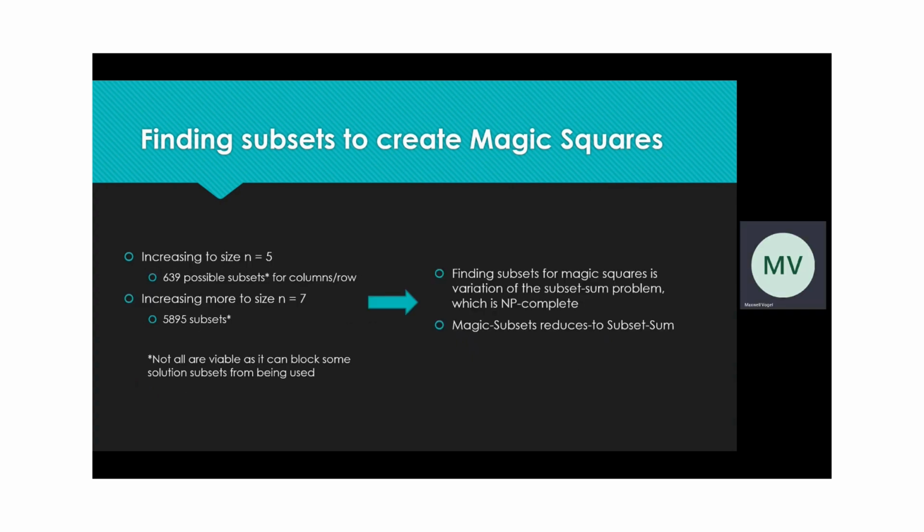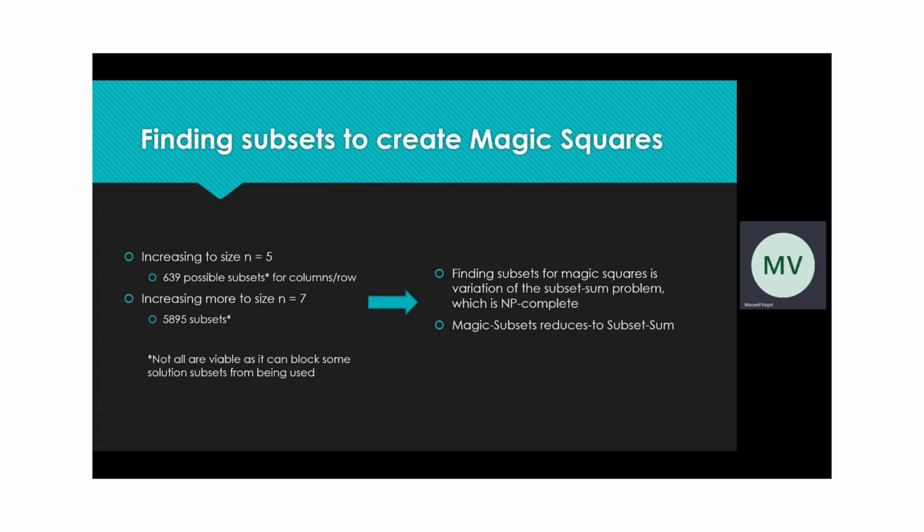Increasing the size to n equals 5, we can see that there's over 600 different possible subsets, and scaling to n equals 7, there's just under 6,000 different subsets. While not all of these are viable, as it will block some solution subsets from being used, we can see that this number starts to scale dramatically.